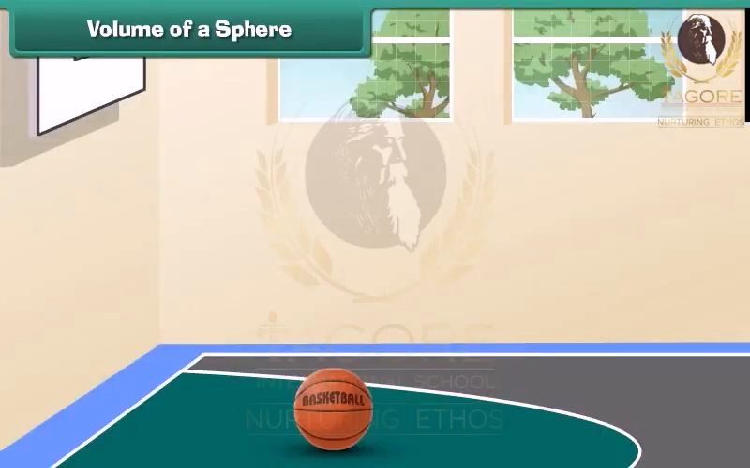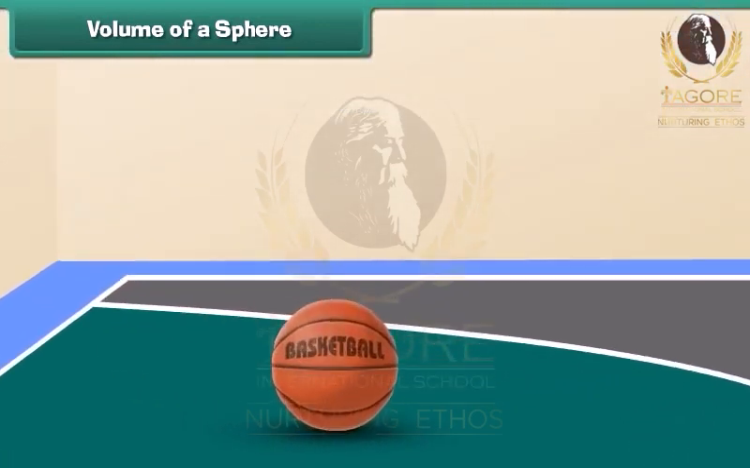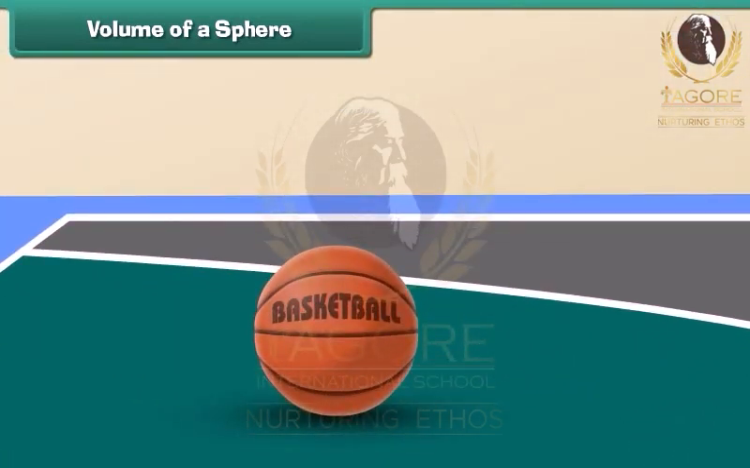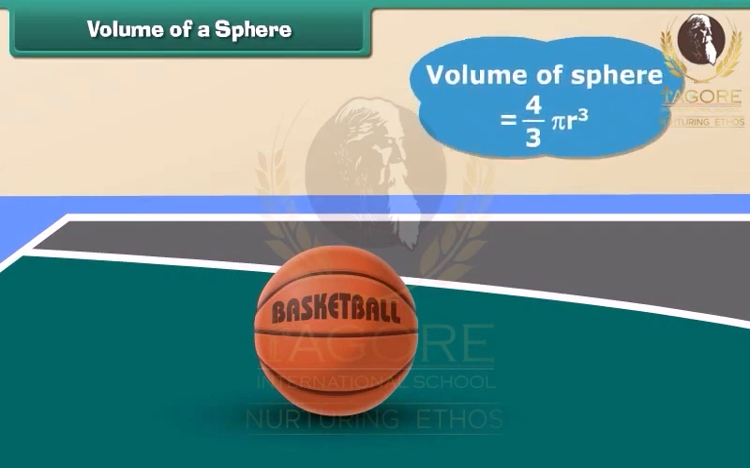What do we call this round ball? Yes, it's a sphere. It looks the same from every angle, isn't it? The formula to find the volume V of this sphere is 4/3 pi r cubed.